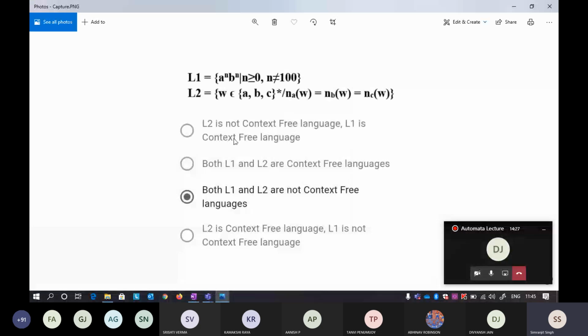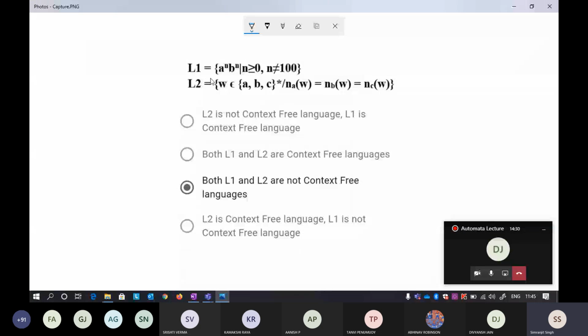There was another question asked by a student in the tutorial. Take a look at this L1: a raised to power n, b raised to power n. You know that a^n b^n is not regular. It is a context-free language, and it is also given that n is not equal to 100 here.